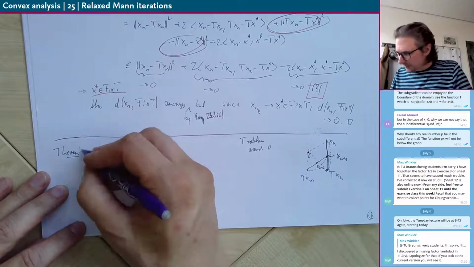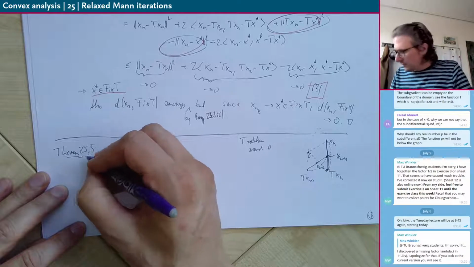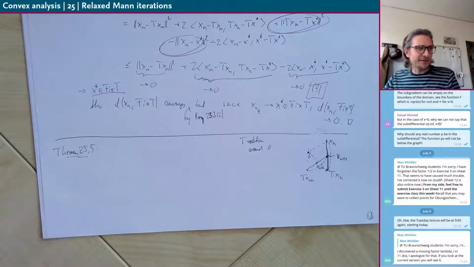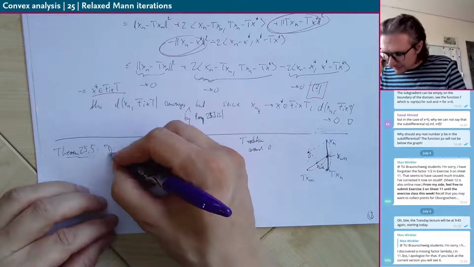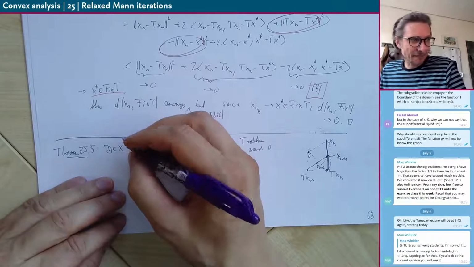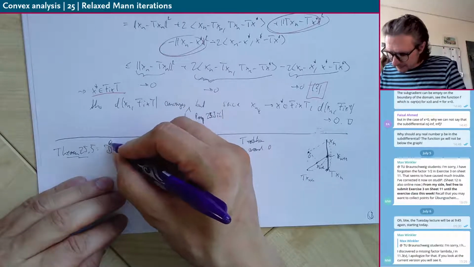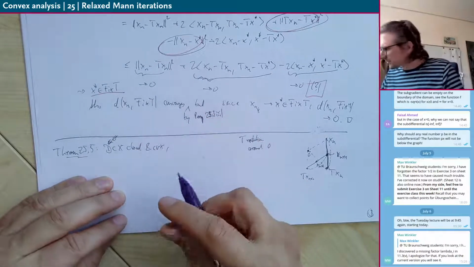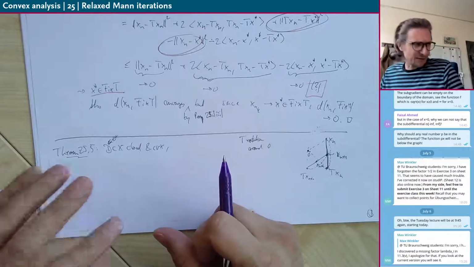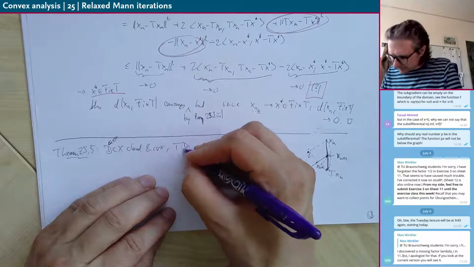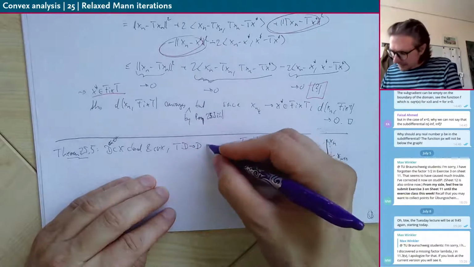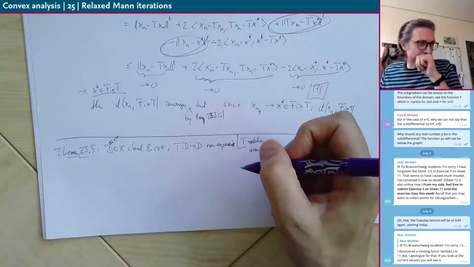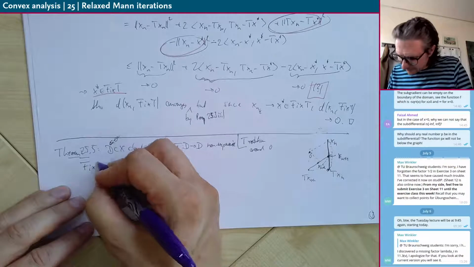So this is now a theorem. The previous theorem 25.4 was called the Krasnosel'skii-Mann fixed point theorem, and this is now the Krasnosel'skii-Mann iteration. So again, D is a subset of X, non-empty, closed and convex. I think for the previous theorem maybe we did not even use closed and convex, but here we want to use it. T is a mapping from D into itself, non-expansive, and non-empty fixed point set.